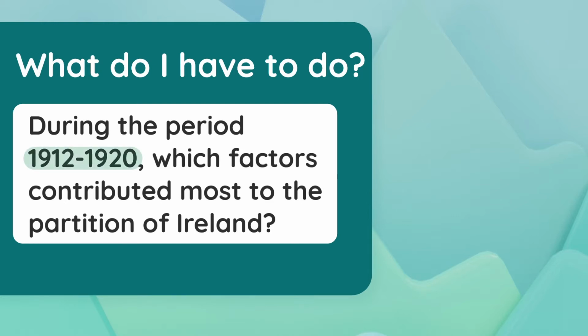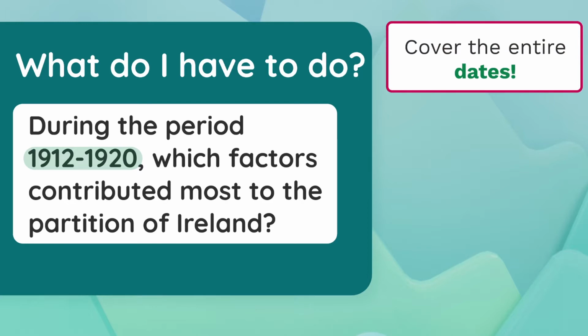Well, the first thing to always note are the dates. Make sure that your essay covers the entire dates. In this instance, that you start at least 1912 and that you go all the way up to 1920. You are, of course, going to give some context and some background of before 1912, but really important that your essay goes all the way up to 1920.